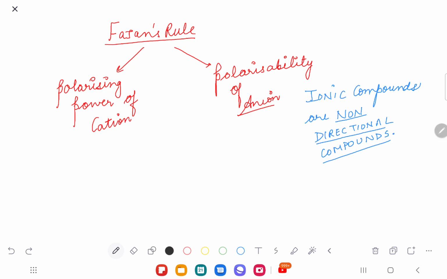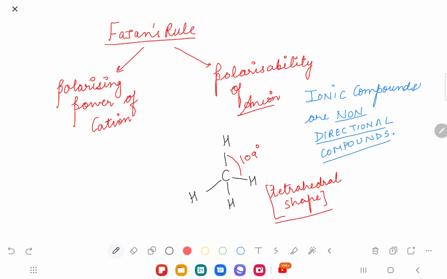When we talk about covalent compounds, I suppose you know that in CH4 there are four covalent bonds. And these four covalent bonds, Mark, have a specific direction: they have to be at this 109 degree angle and they have to acquire a tetrahedral shape, because the bond angle is 109. So we say that covalent bonds are directional. Do you understand my point?